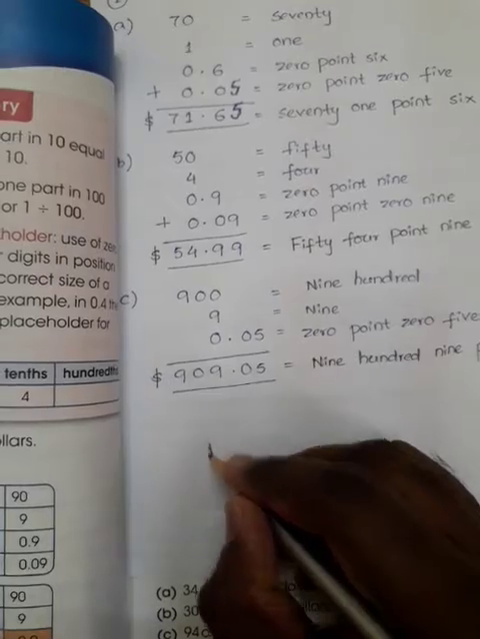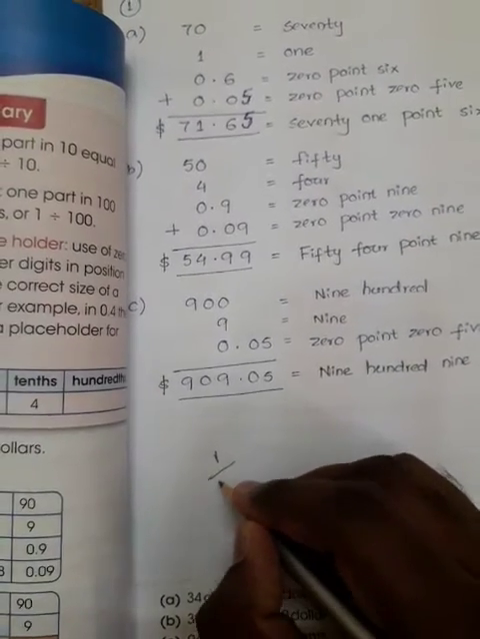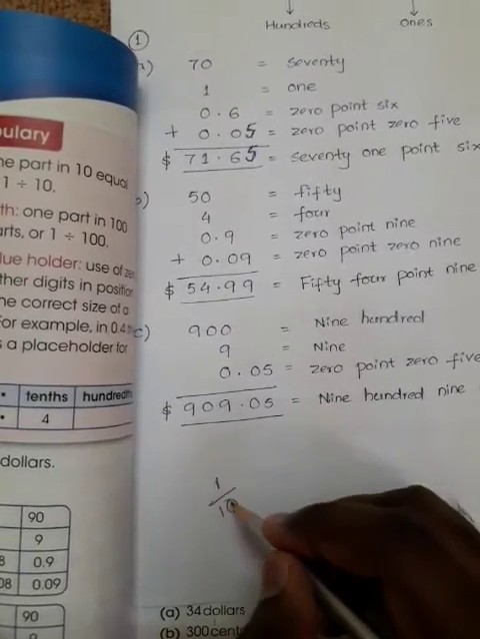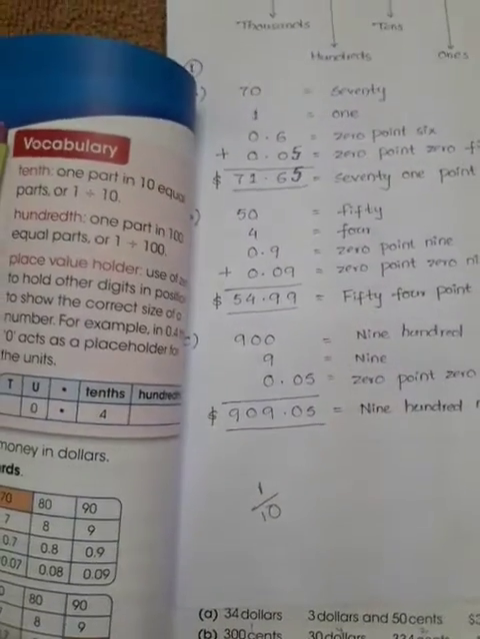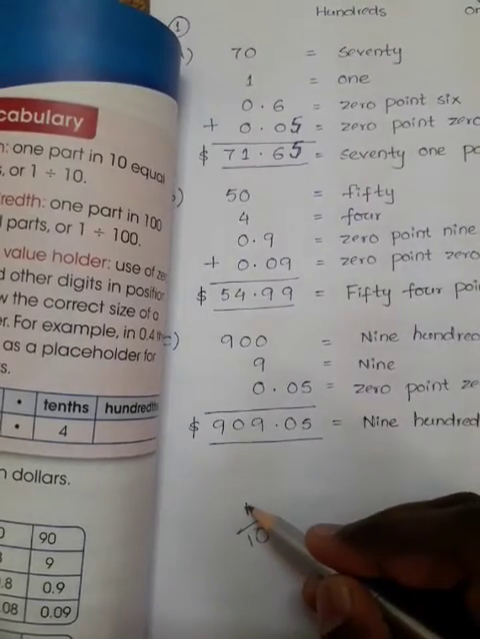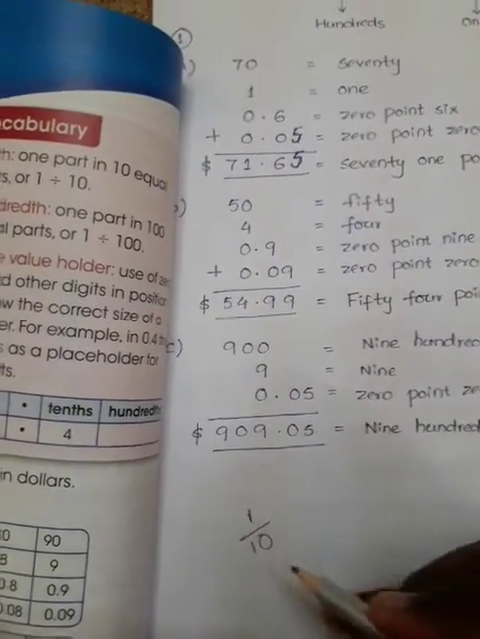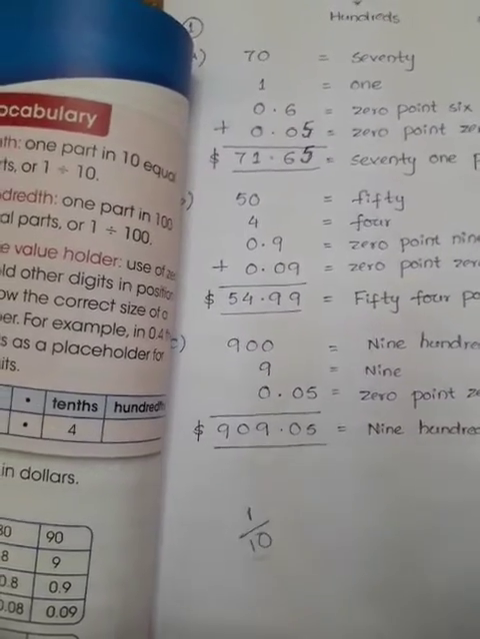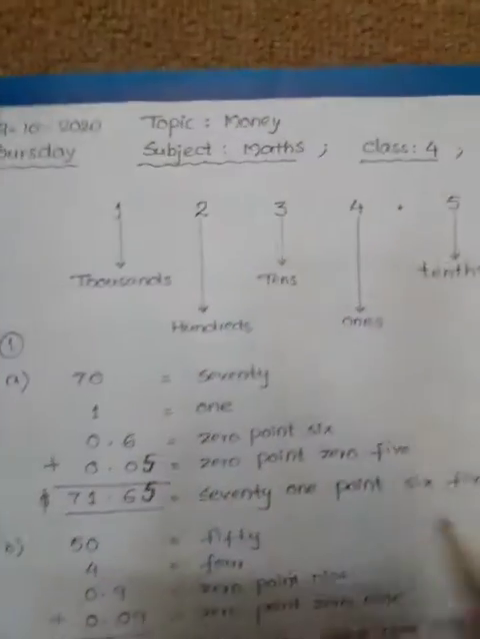So tenths means what? Suppose you have $1 and you want to divide it out of 10. That means out of 10 you got 1 mark. Suppose there is a 10 marks paper and you got only 1 mark. It means out of 10 you got only 1. You remember, every time the total marks will be down. That means 1 out of 10. This is called tenths.